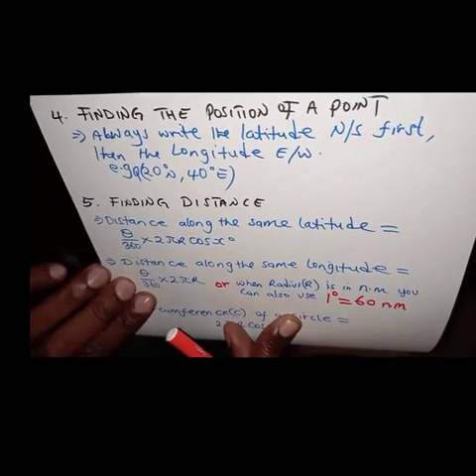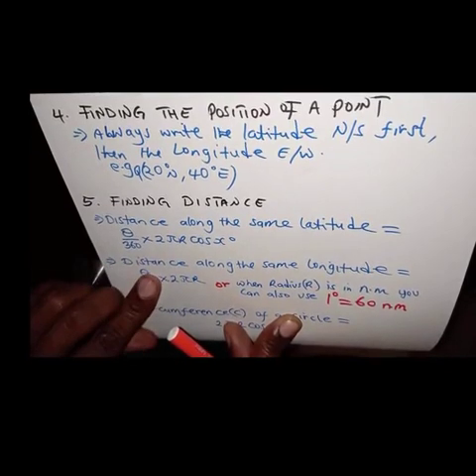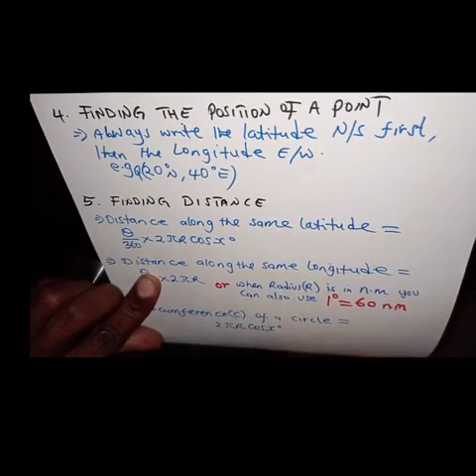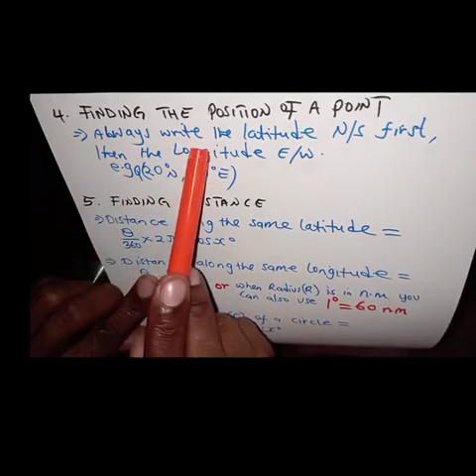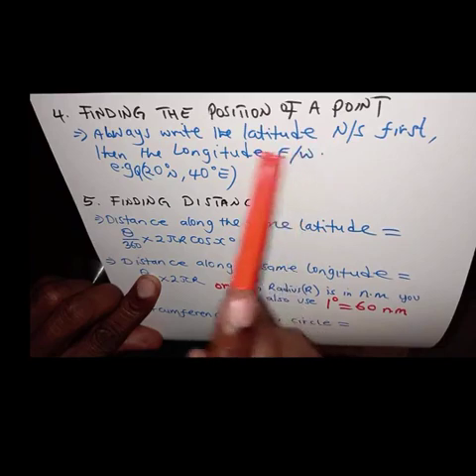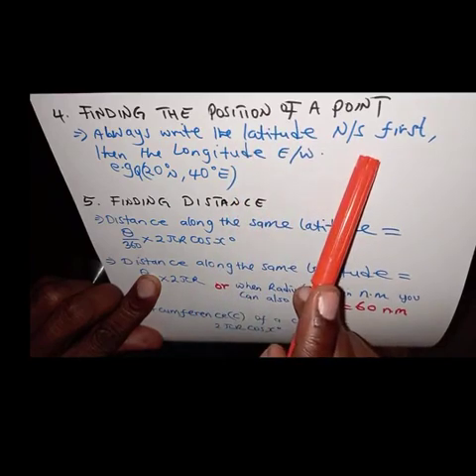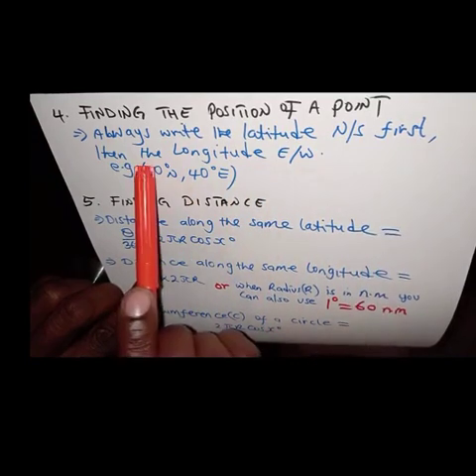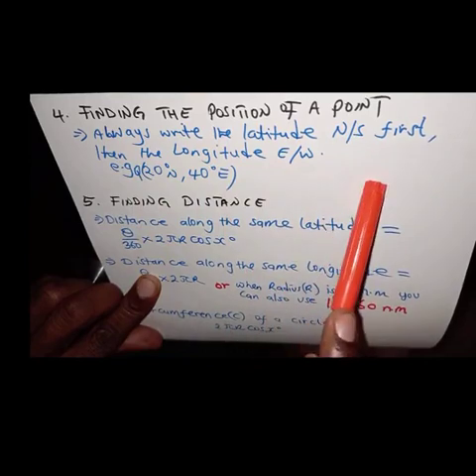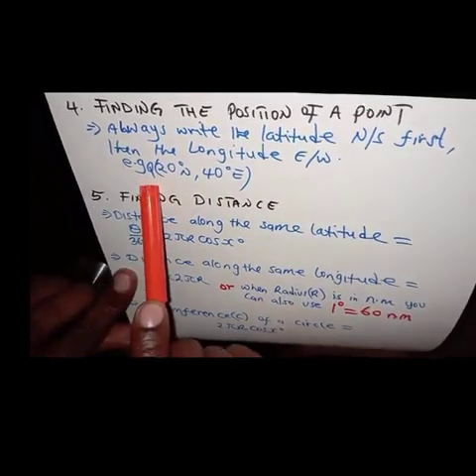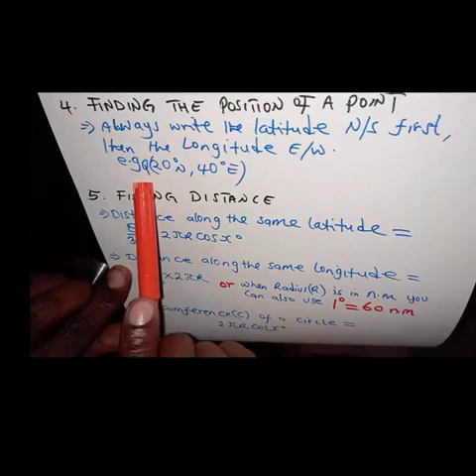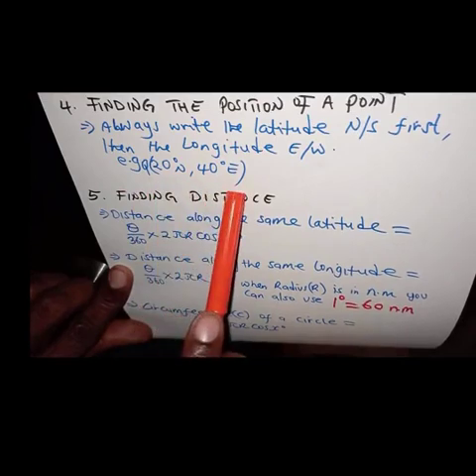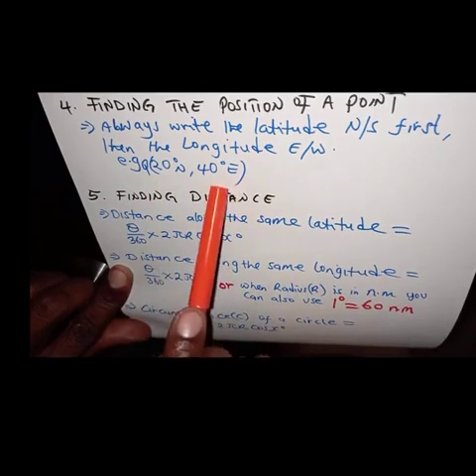So now, what about finding the position of a point or the location of a point on the globe? How can you do it? First of all, always write the latitude. Latitude can be north or south. So write the latitude north or south first, then the longitude east or west later on. For example, look at this. We have point Q in this case, the position is 20 degrees north, 40 degrees east. Don't do vice versa.